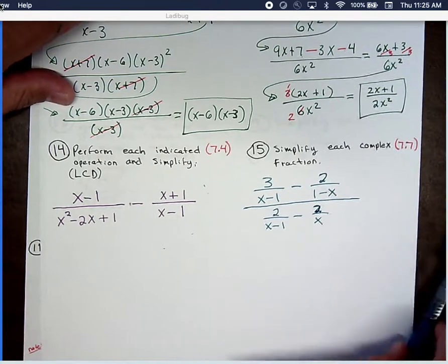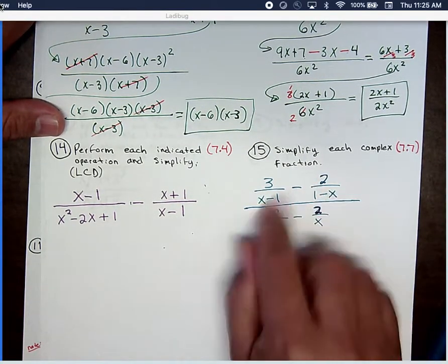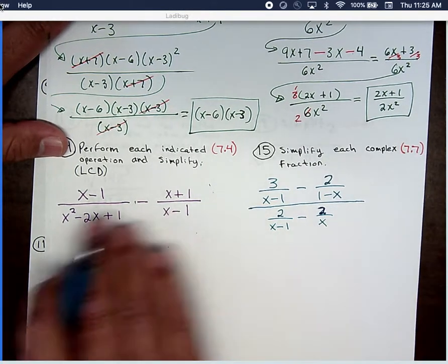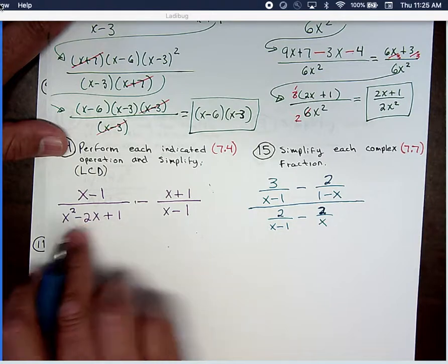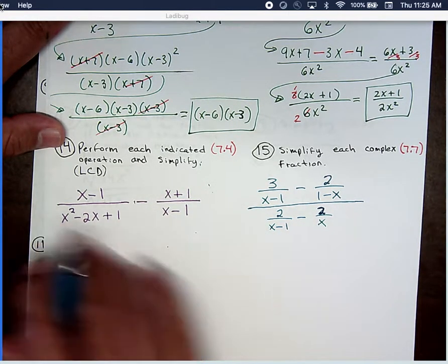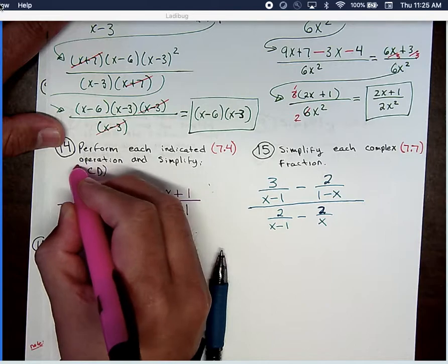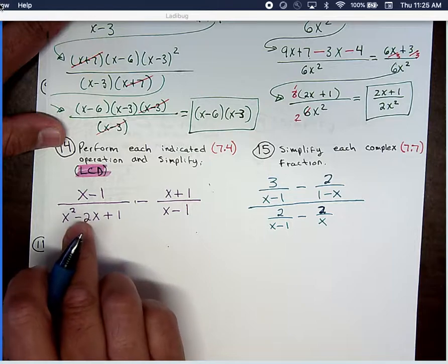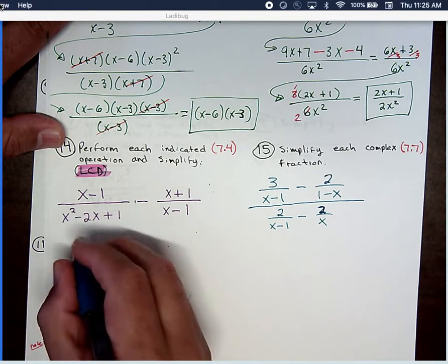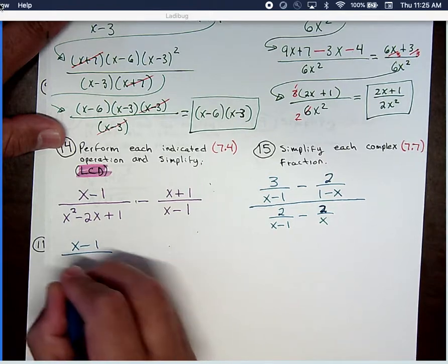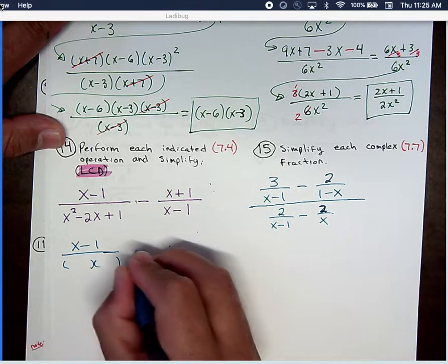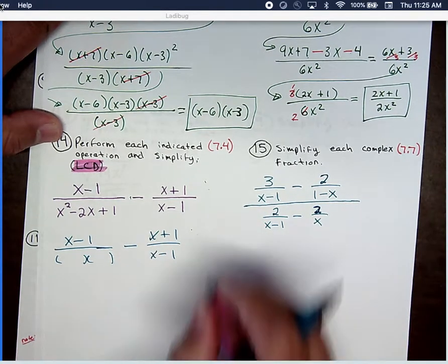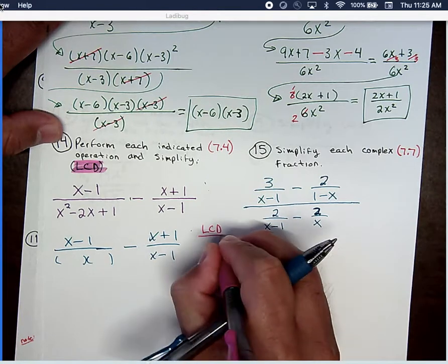So for this one, these are complex rational expressions. In order to do this one, I even put it here, you need to find the LCD, least common denominator. But before we can do that, let's factor this one out. It's 1, and then we're going to factor this one out. x plus 1, x minus 1. And here we're going to find the LCD on the side.